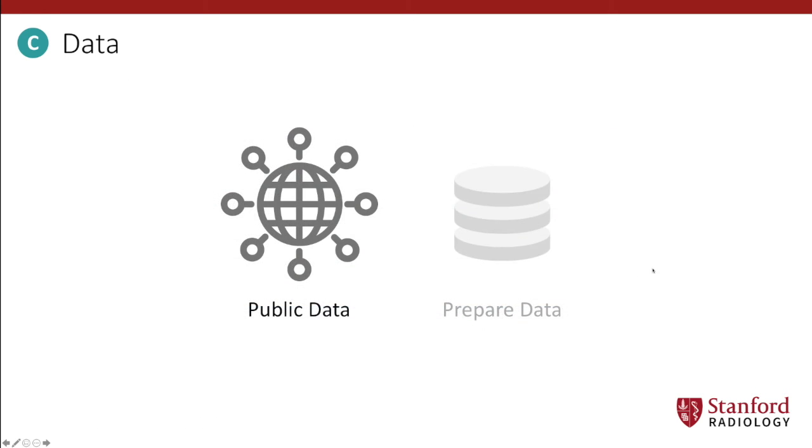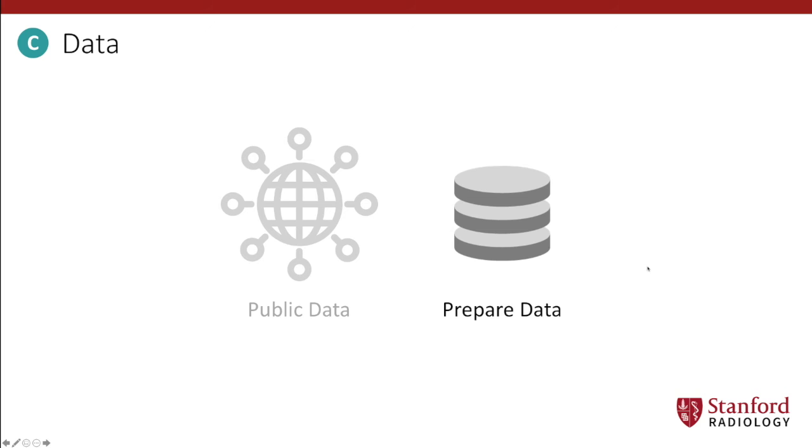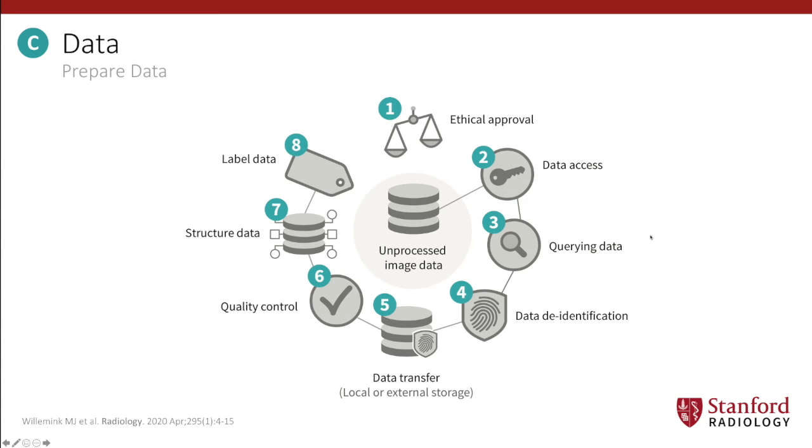But if you have a specific question that you cannot solve with the data that's publicly available, you'll need to prepare or curate your own data. To do that, there are different steps that you need to go through. First, you'll need ethical approval. After ethical approval, you'll get access to your unprocessed image data. After getting access, you need to query the data. So you need to make sure that you search for the right data that you need to solve your problem.